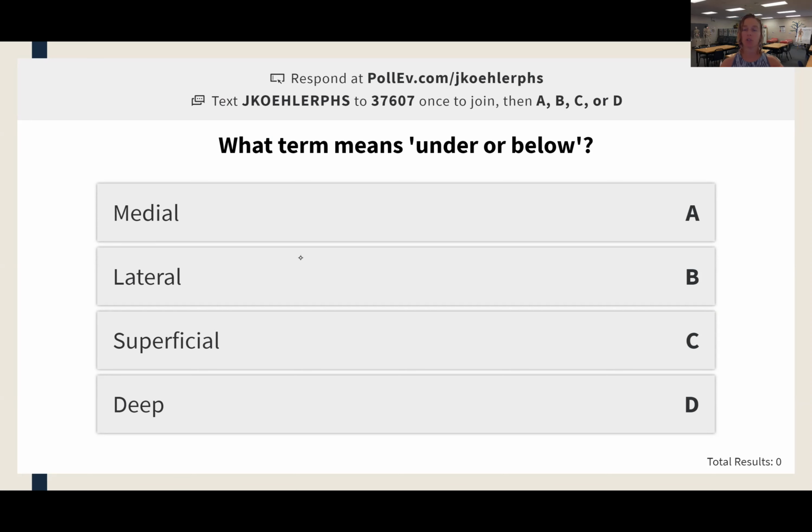So I want everyone to show me, what does superficial mean? Hands up, good, superficial. And what does inferior mean? Using your hands, show me inferior. Hands down at your feet, good, that is inferior. So we have superficial and we have deep, good. Okay, so let's do a little review from before.